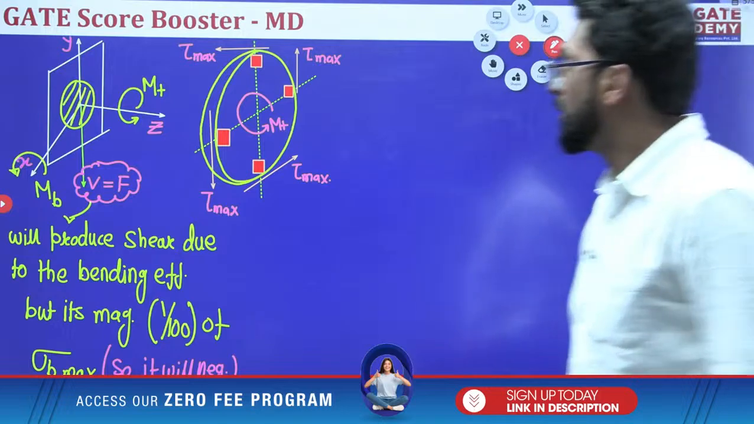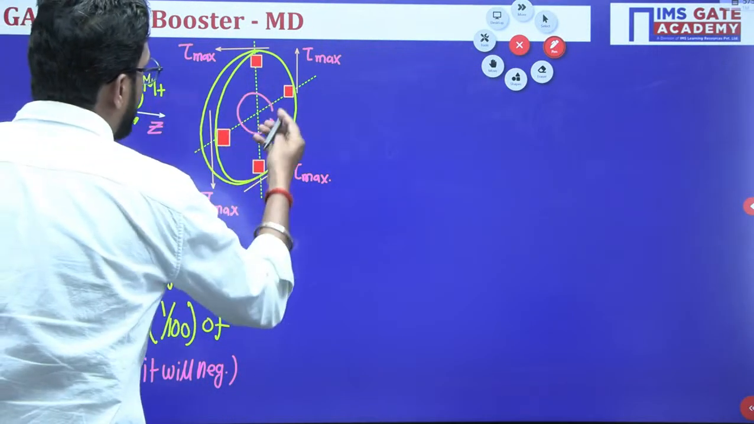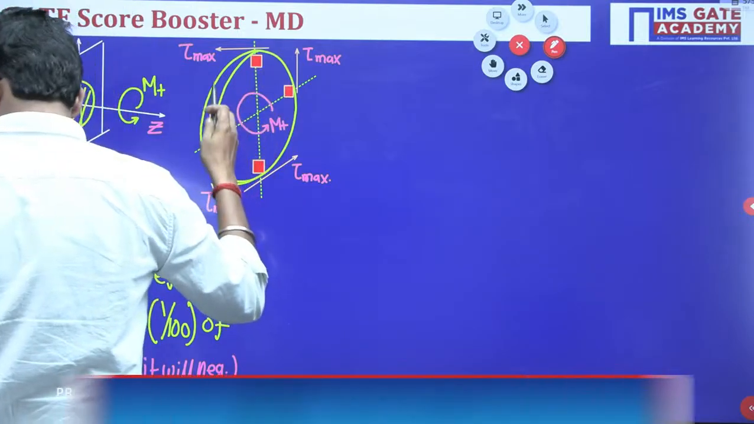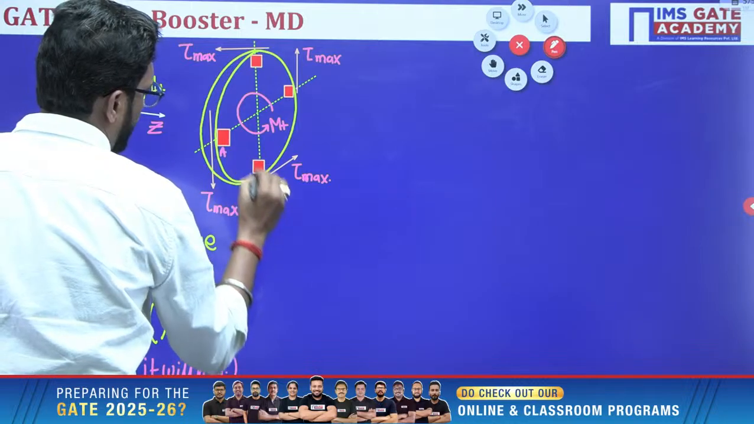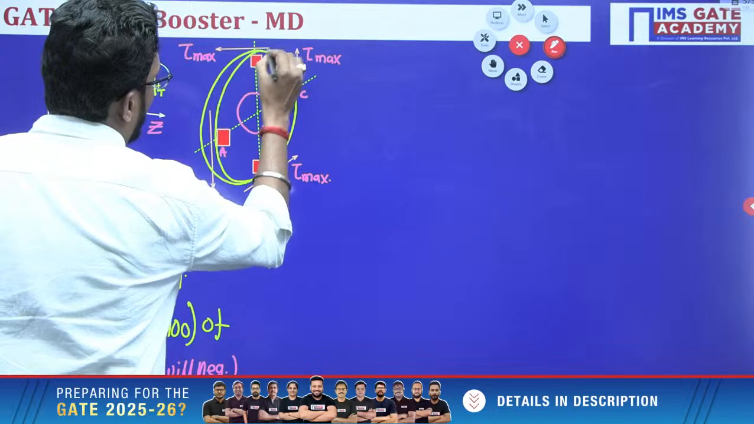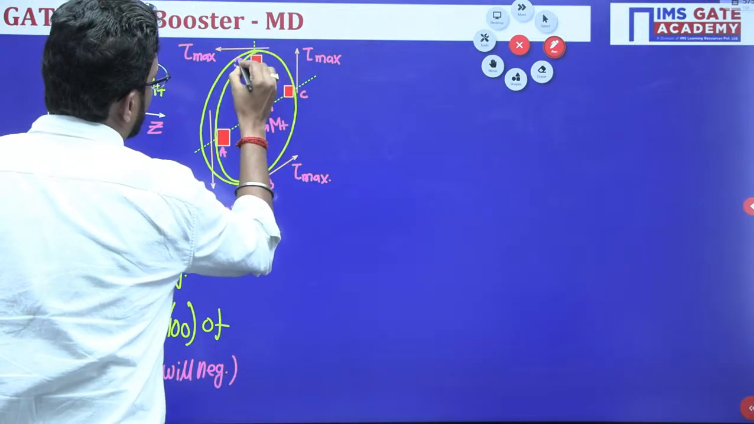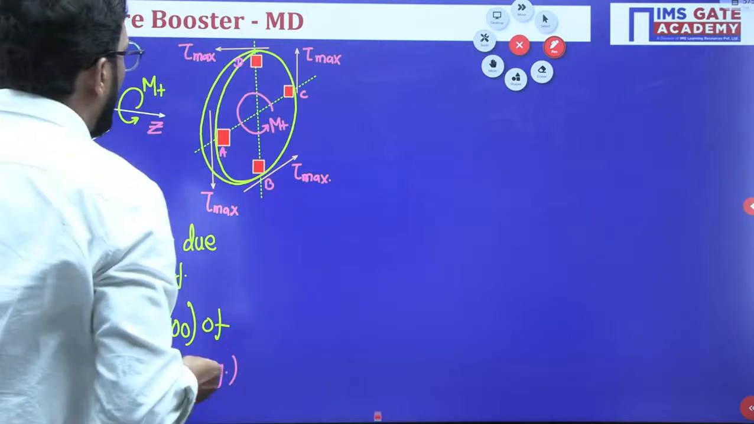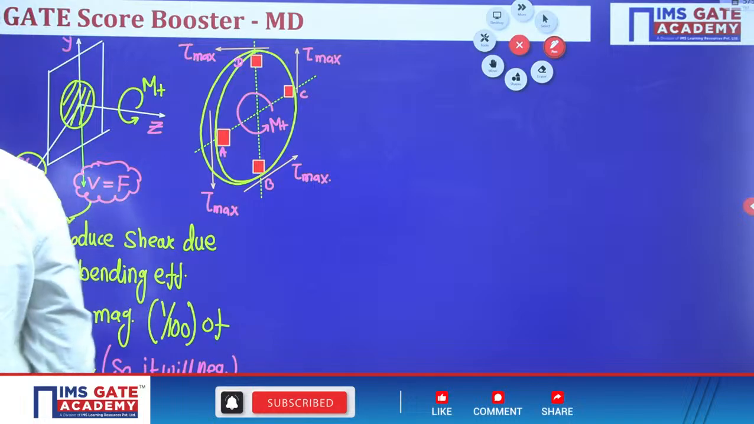This is the maximum. Now, my dear, on this element, let's suppose this element is A, B, C, and this element is D. This element is D. Now, what is the bending moment on each and every element?